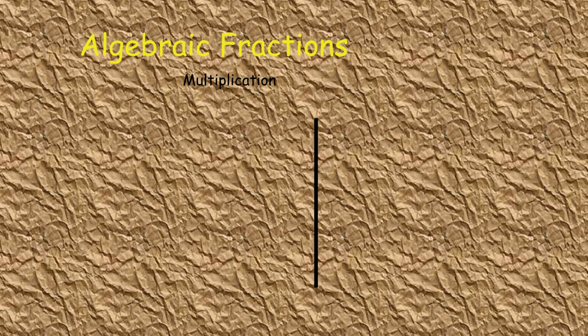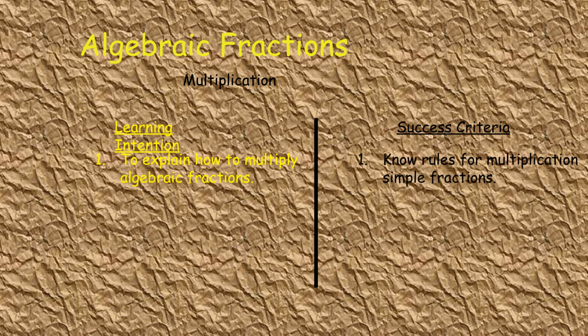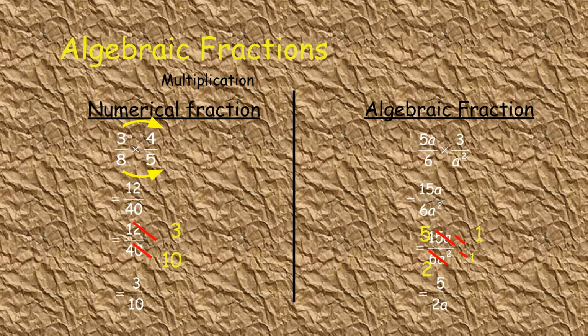Next, let's explore multiplication of algebraic fractions. Our learning intention is to explain how to multiply them. Success criteria include knowing the rules for simple fraction multiplication and applying this knowledge to algebraic fractions. When multiplying fractions, both numerical and algebraic, you multiply the numerators together and the denominators together. You can then simplify the result by dividing out common factors.